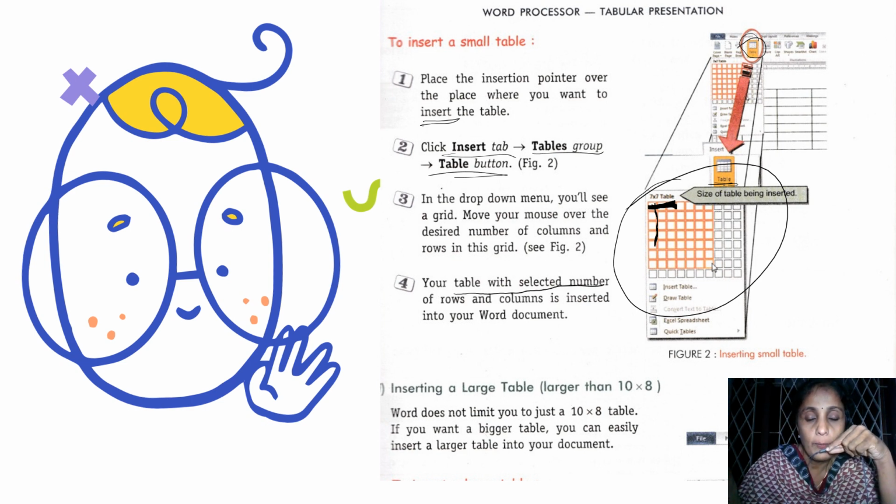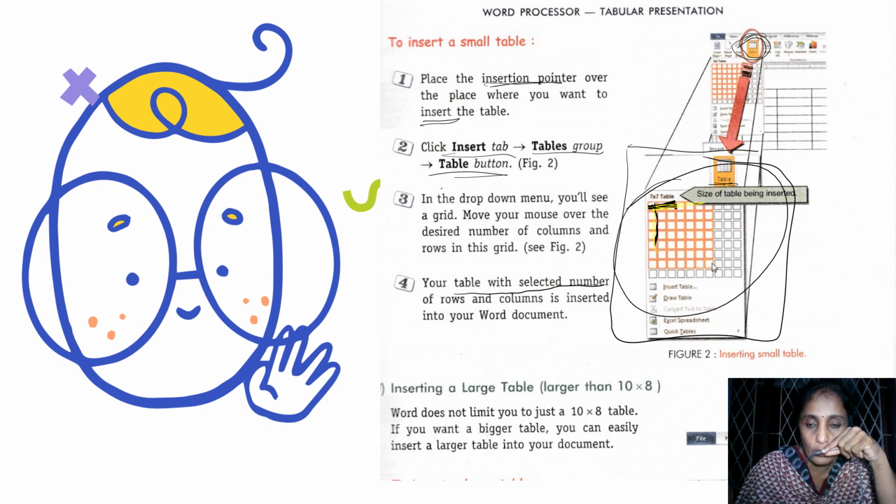Once more, place the cursor in the position where you want to insert the table. Then click on the Insert tab in the ribbon. From the Tables group, select the Table option. Then you will get a grid of columns and rows. From there, move the mouse over to the desired number of columns and rows. Then the table will be inserted into the place where the cursor is placed. It is the easiest method for small tables. Clear?